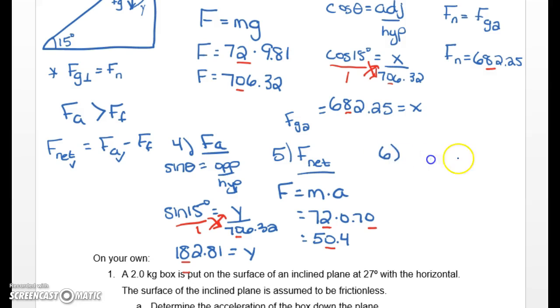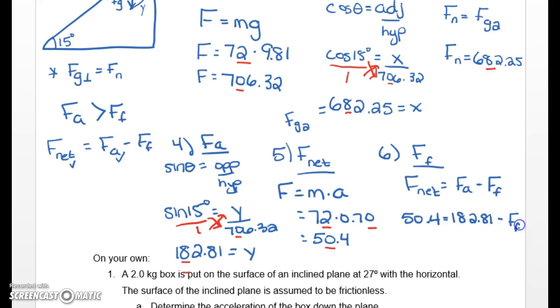So step number 6. We're going to plug in our values into our equation. We have our net force is equal to the applied force minus that frictional force. So we had 50.4 as our net force, 182.81 as our applied force, and we're going to subtract that frictional force that we don't know. Now we're just going to treat this like an equation, and we want to get this frictional force by itself, so we want to get rid of this 182.81. So I'm going to subtract it on each side.